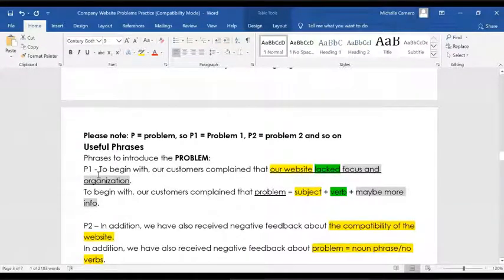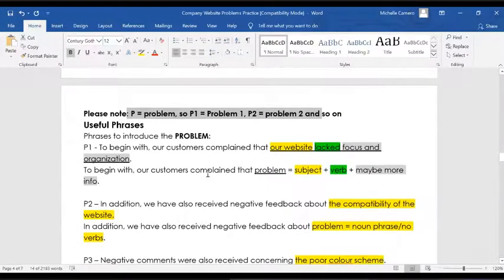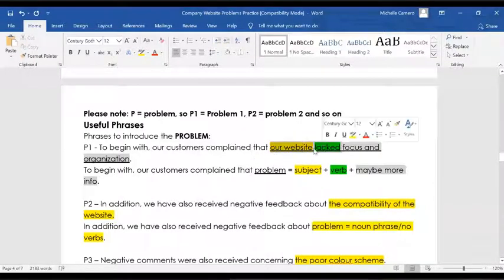What can you use? So we saw in problem 1, this means P1 is problem 1 because P equals problem, P1 equals problem 1, P2 is problem 2, P3 problem 3, P4 problem 4. All right, so for problem 1, it said, to begin with, our customers complained that our website lacked focus and organization. So how could you write this sentence? You could say, to begin with, our customers complained that, and then you need to talk about the problem. So how do you talk about the problem? You need a subject, a verb, and then maybe more information. Because remember, when you have a that clause, it's a group of words that starts with that, and it requires its own subject and verb. So we've got our website lacked, there's our subject, there's our verb, and then more information.